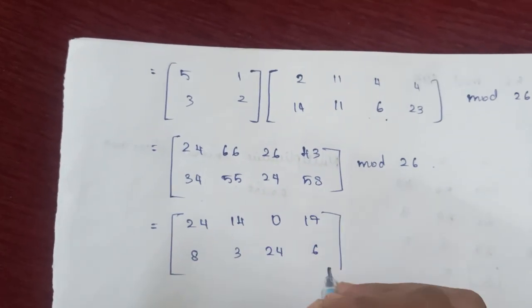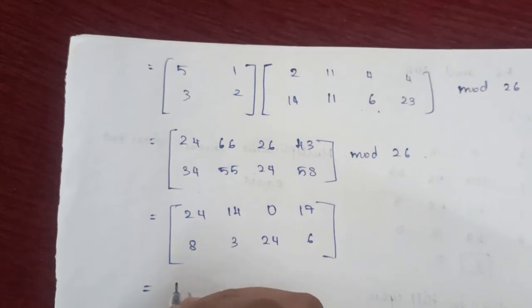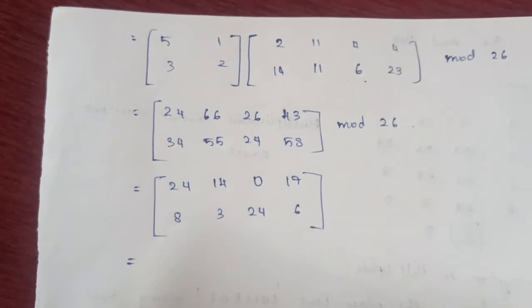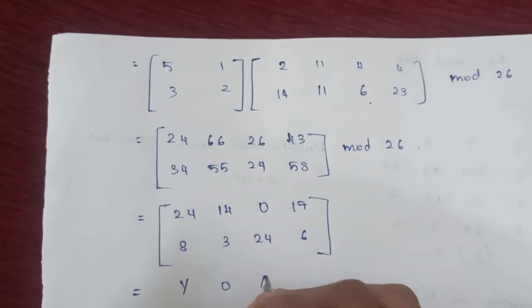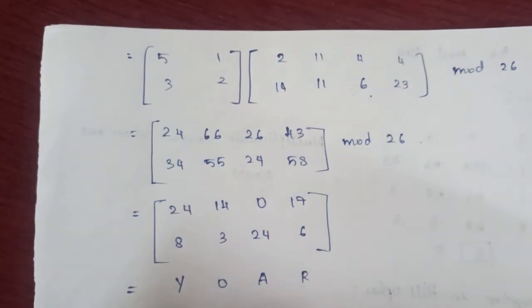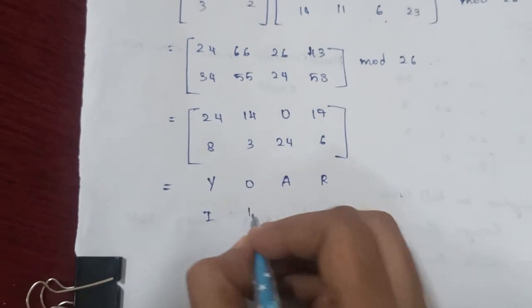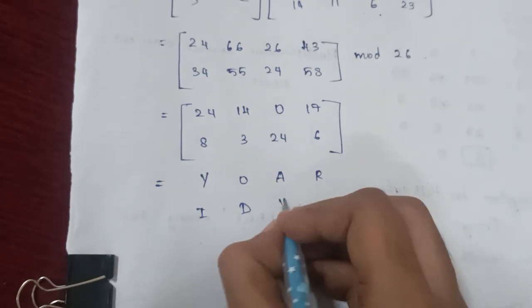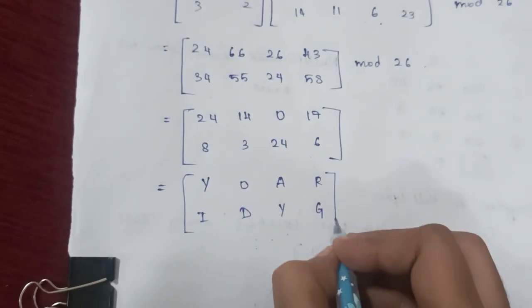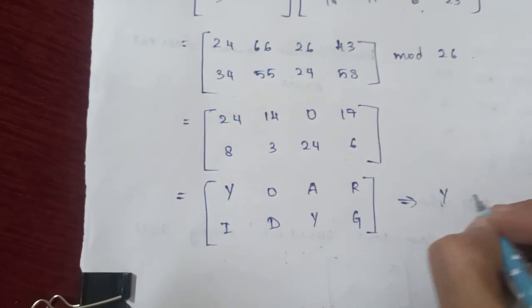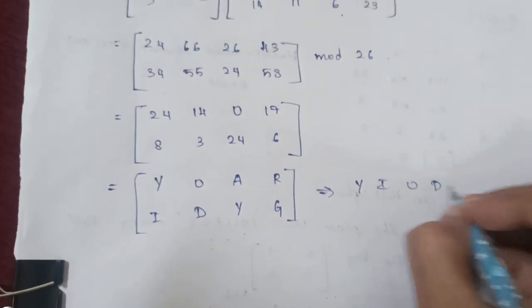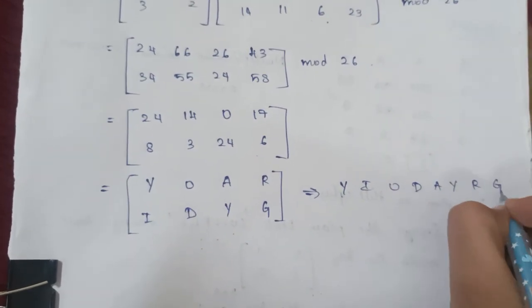Now substitute the corresponding characters for these numbers. So for 24 it is Y, for 14 it is O, for 0 it is A, for 17 it is R, for 8 it is I, for 3 it is D, for 24 it is again Y, and for 6 it is G. It is better to write down all the alphabets in English and just number them from 0 to 25. That would be easier. So this is nothing but Y, I, O, D, A, Y, R, G.